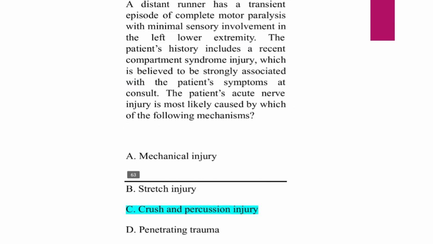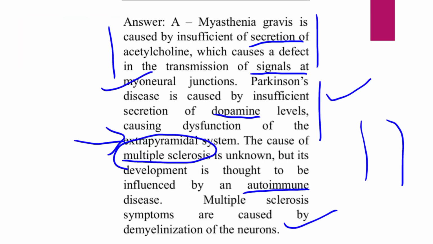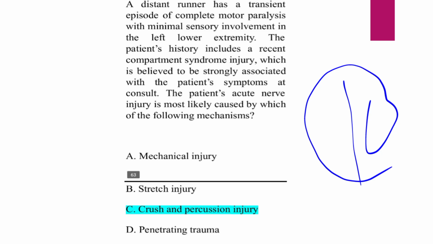Note this. This is the last MCQ. A distance runner has a transient, meaning temporary, episode of complete motor paralysis, motor weakness with minimal sensory involvement in the left lower extremity. The patient history includes a recent compartment syndrome injury, which is believed to be strongly associated with the patient's symptoms. The patient's acute nerve injury is most likely caused by which of the following mechanisms?